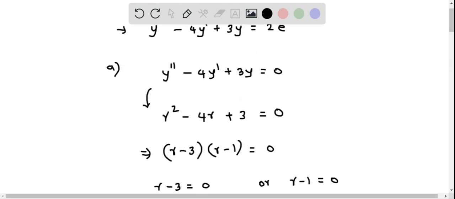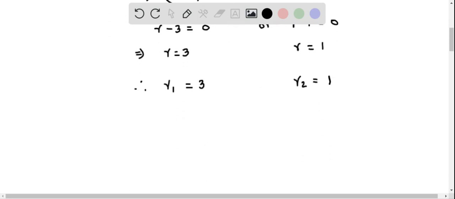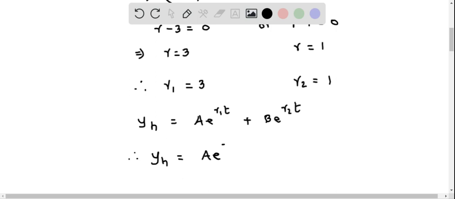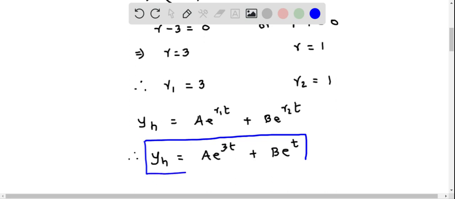And this means we can write down the homogeneous solution for the homogeneous differential equation, that is yh, which represents the homogeneous solution. And this equals a e^(r1 t) plus b e^(r2 t). This is the formula. So therefore, the homogeneous solution yh equals a e^(3t), replacing r1 by 3, plus, we now replace r2 by 1, so it becomes 1t, which is b e^t. And thus, we have obtained the homogeneous solution for the given differential equation.